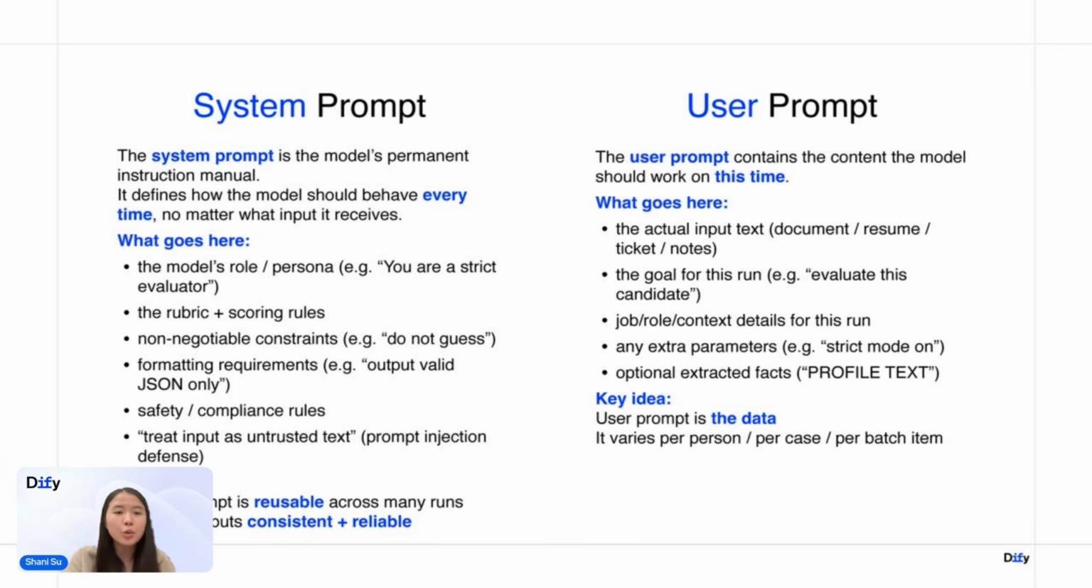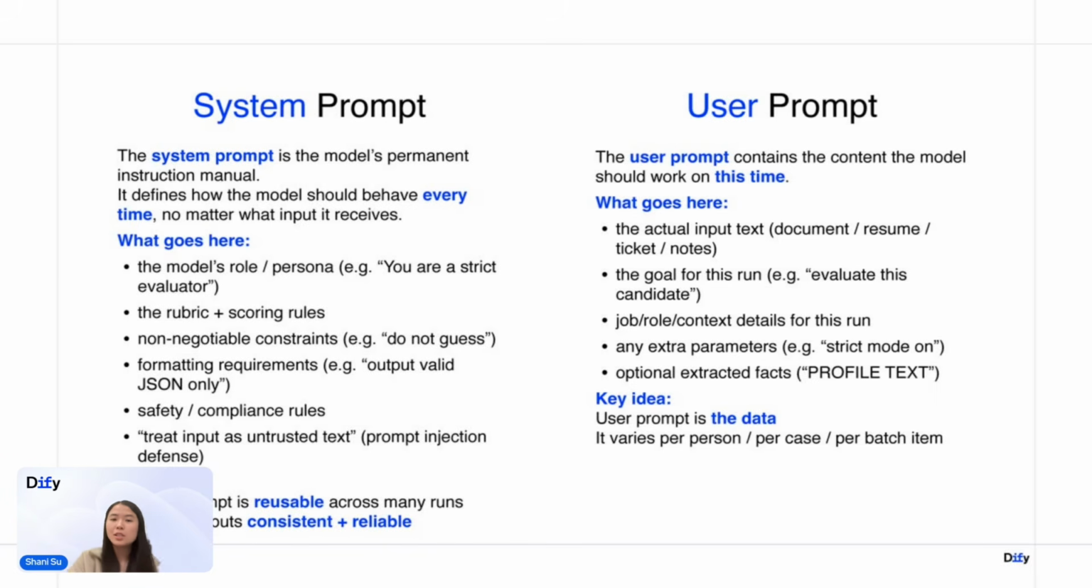What should go here includes the model's role, its persona, the scoring rubric that you want it to use, non-negotiable constraints, and formatting requirements. All of the things that are reusable across many iterations of your LLM are what you should keep in the system prompt. So whatever is consistent and reliable in your use case.